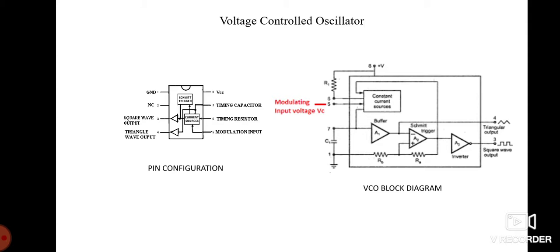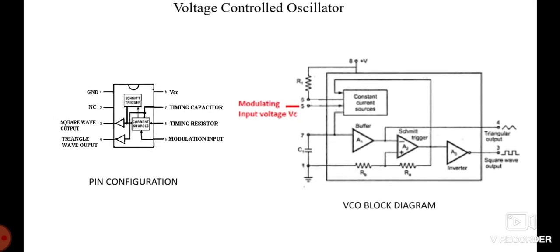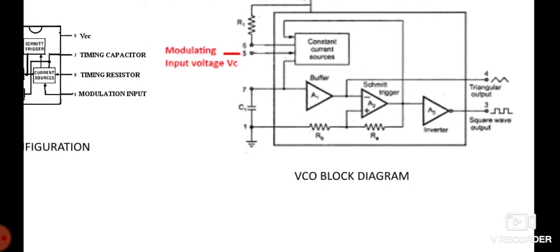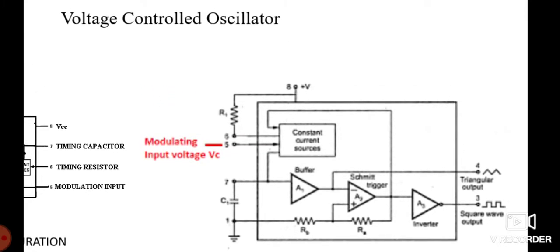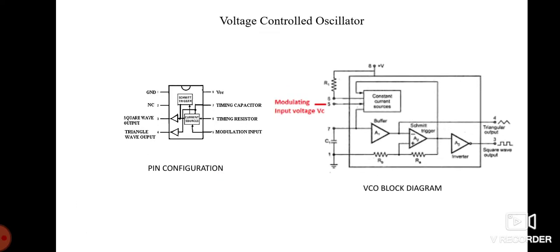Here the timing capacitor CT is linearly charged or discharged by a constant current source or sink, and the amount of current can be controlled by changing the voltage VC applied at the modulating input, that is pin 5, or by changing the timing resistor RT external to the IC chip. Also, the voltage at pin 6 is held at the same voltage as pin 5. That is, the pin 5 and pin 6 voltages are the same.